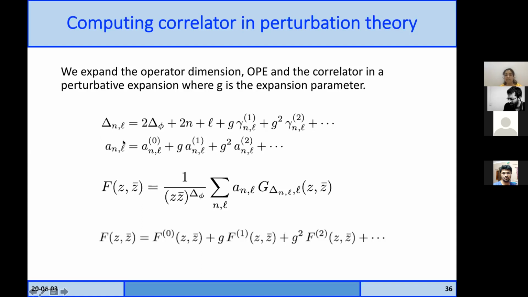Now this basically means that the sum over delta and L is mapped to a sum over n and L. So the higher you go in n, it means that the higher dimensional operators, all the other higher operators can contribute. Here also, if you use these two expansions, you can expand the correlator in a series in g.